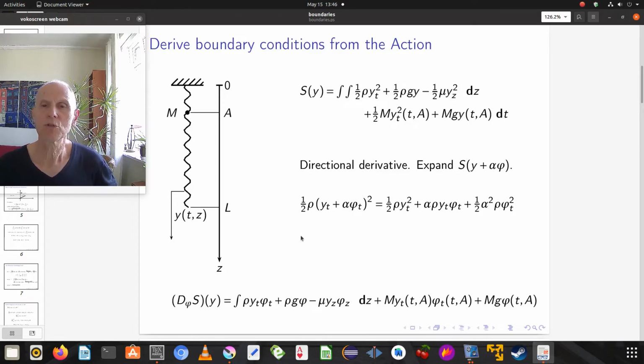So now you should be able to write up the directional derivative. I've done it here. This we have from here. This gives rho g phi. Glad I forgot the 1/2 here. This gives mu y_z phi_z. This needs to be integrated over the entire spring. And then we have the mass.